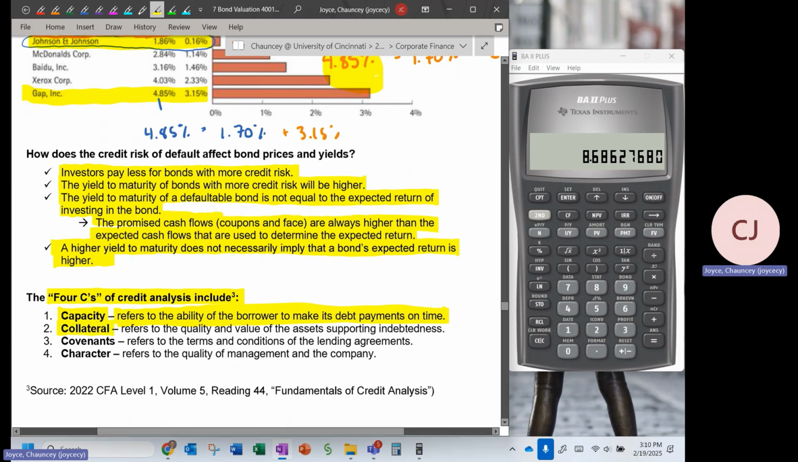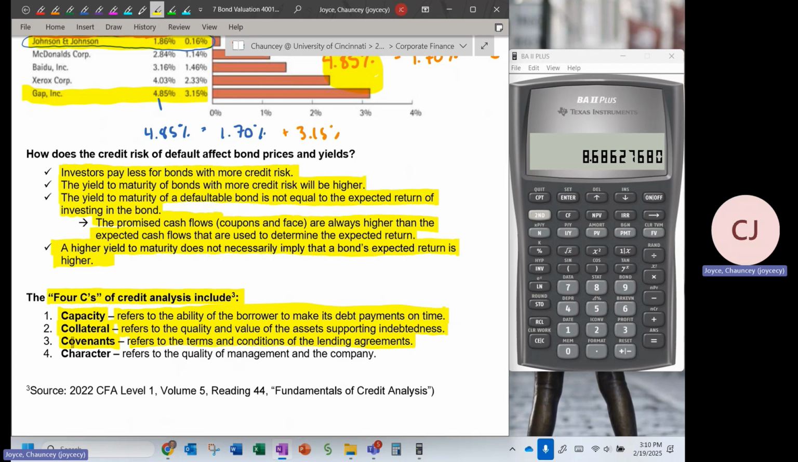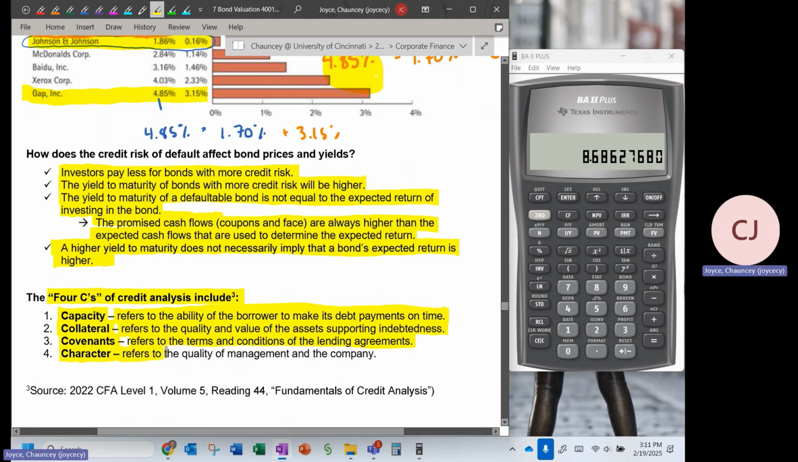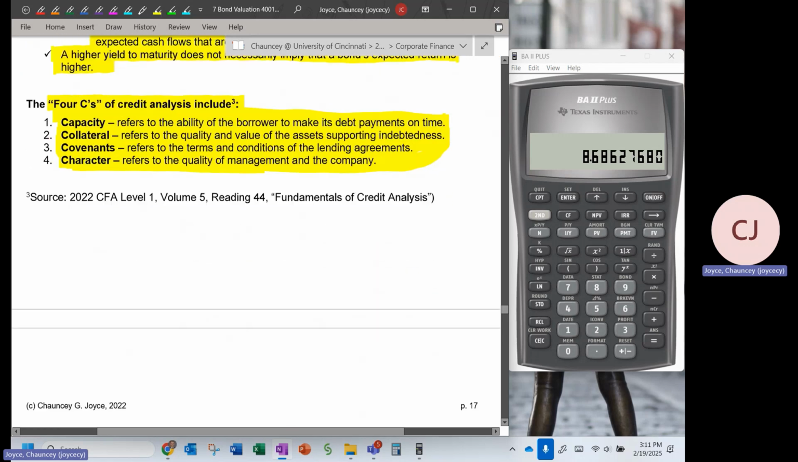So do they have the ability to make the payments on time? Next is collateral. Is there anything securing it? Is it a secured asset? It refers to the quality and the value of the assets that support the indebtedness. Covenants, these are the terms and conditions of the lending agreements. If those are favorable, that's a good thing. That'll have a lower yield to maturity. Character, this is the quality of management in the company. So one way I like to evaluate that is just to see, does this company issue debt? Have they paid it back before? Do they do what they say? If they've issued debt, do they pay it on time? How has that gone? The character of the company.